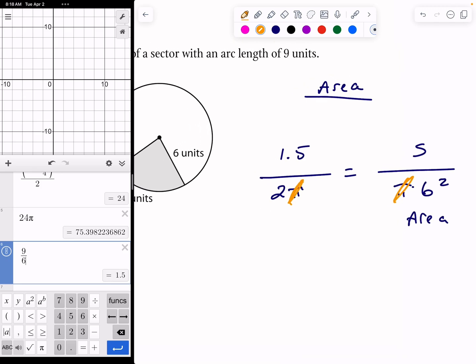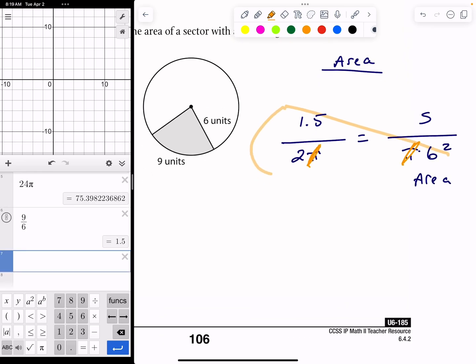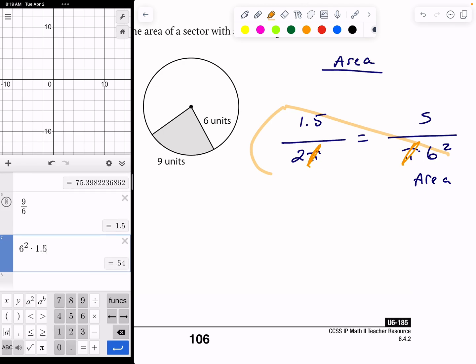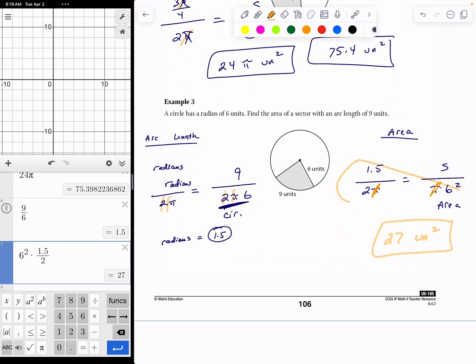Now let's cross multiply. Six squared times 1.5 divided by 2 is 27 units squared. All right, let's do a few more examples.